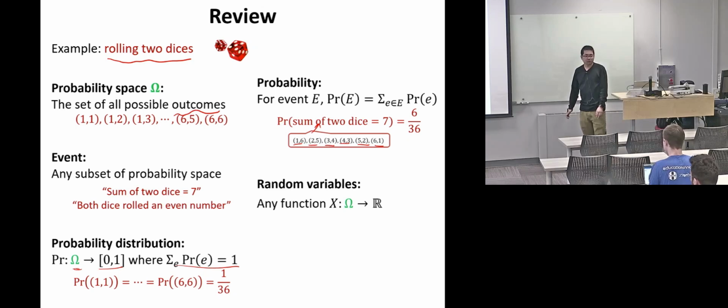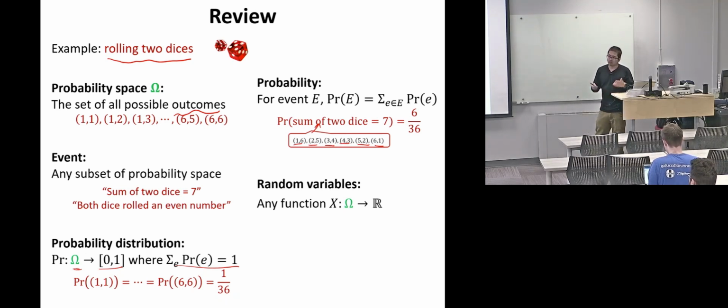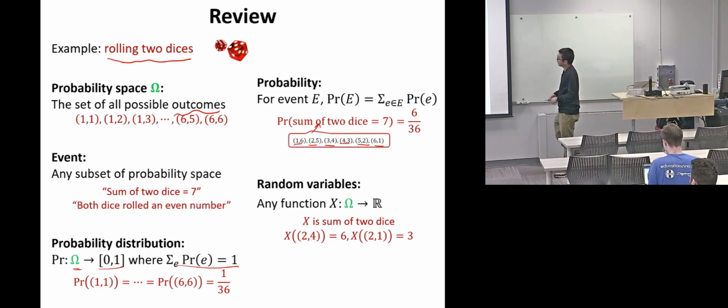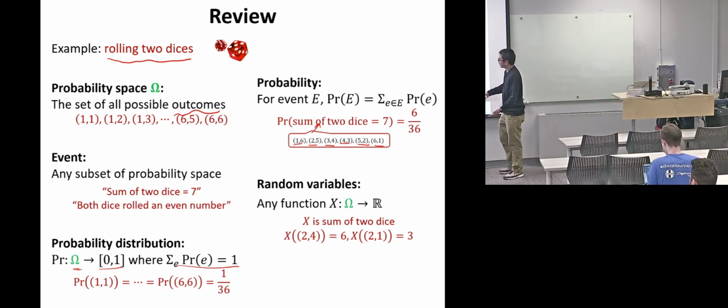Random variables: just any function that maps an outcome to some real number. It can be negative, can be positive. For example, if I say x is the sum of 2 dice, then given this outcome, x is 6. Given this outcome, x is 3.